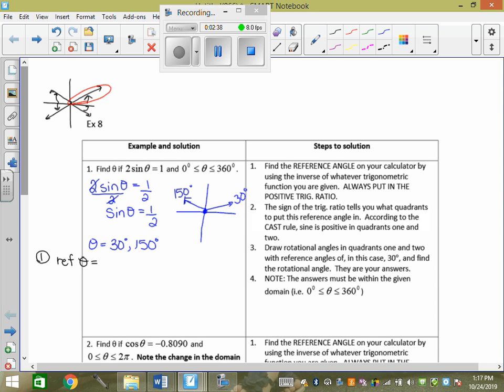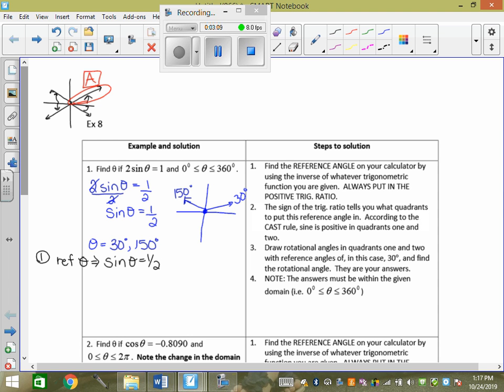What's positive in quadrant 1? Everything. So if I want to find a reference angle, the fastest way to do that is to actually find the positive of whatever I'm looking for. So in this case, it's sine theta equals a half. We agree? It is a positive a half. But if it wasn't a positive a half, we'd still find the angle for positive a half.